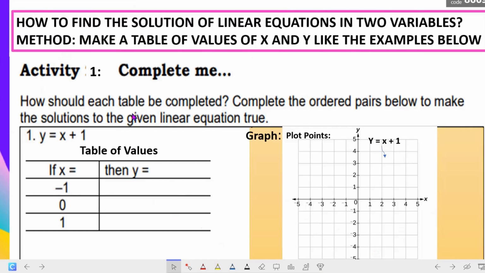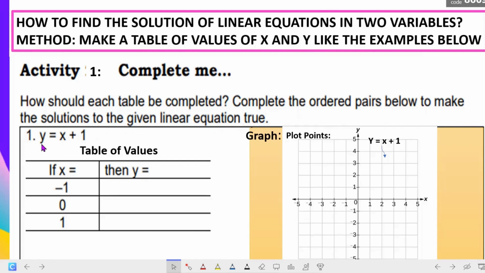Now, how to find the solution of linear equations in two variables? The method is to make a table of values of x and y like the examples below. We'll do this activity to show you the solution. Let's complete this table of values here. Complete the ordered pairs below to make the solutions to the given linear equation true.